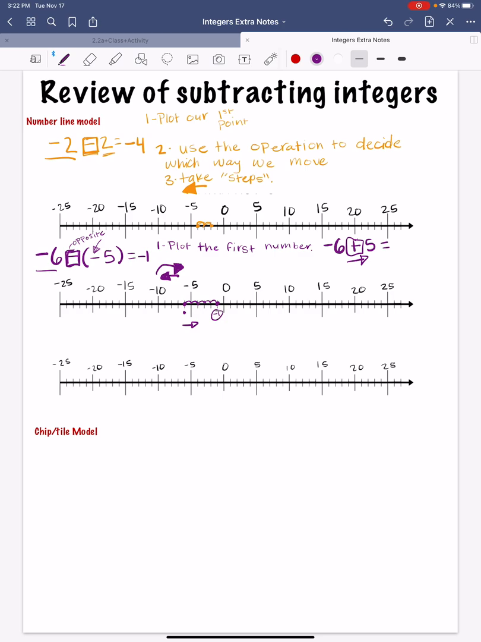So pause the video now. Make sure you've got both of those models done, and then play the video when you're ready to move on.